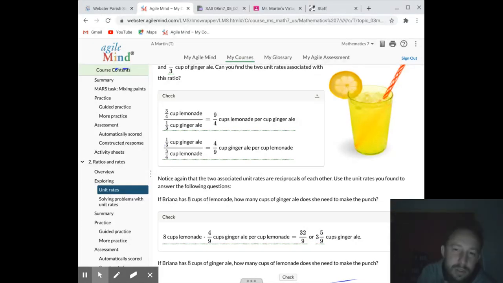All right, so Lainey, what she's trying to say is we did 4 ninths times the lemonade last time to figure out how many cups of ginger ale we need. So this time we're going to have to take our opposite unit rate so that we can figure out how many cups of lemonade we need. So what do we need to multiply 8 by?